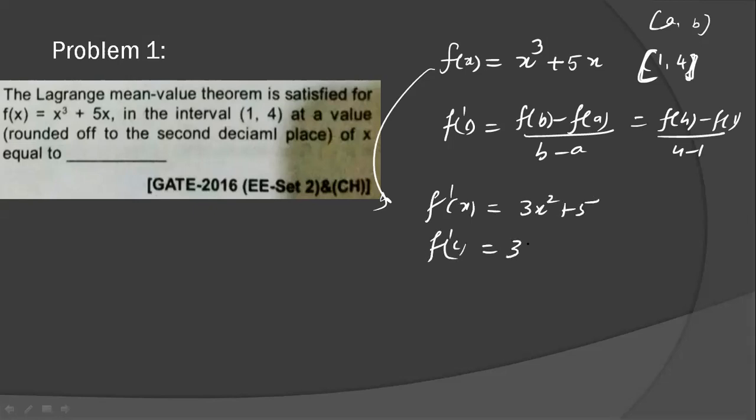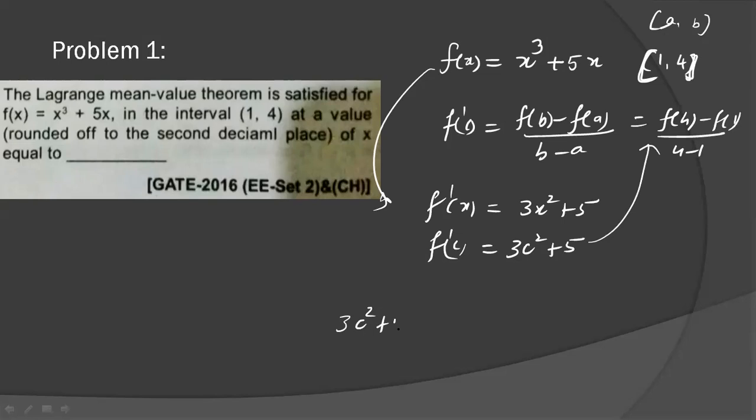And what is the statement? f dash c equal to (f(b) minus f(a)) upon (b minus a). Because we need the value at the boundary point, it means we have to discuss in the closed interval a comma b. If you compare with a comma b, a will be 1 and b will be 4. So (f(4) minus f(1)) upon (4 minus 1). F dash c, how do you find f dash c? F dash x will look like 3x square plus 5. Then f dash c will be 3c square plus 5. Now put all these values here.